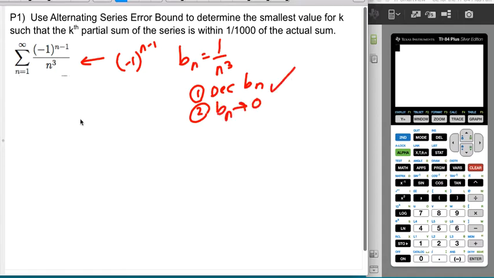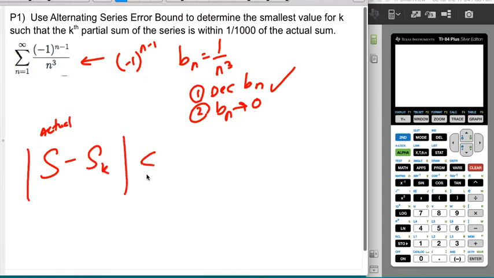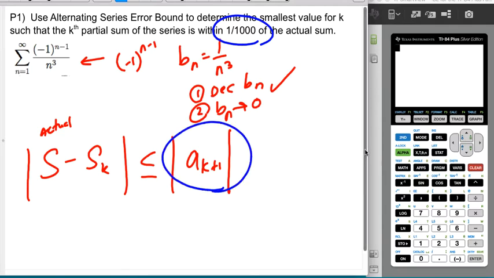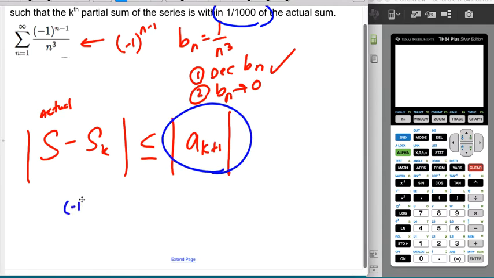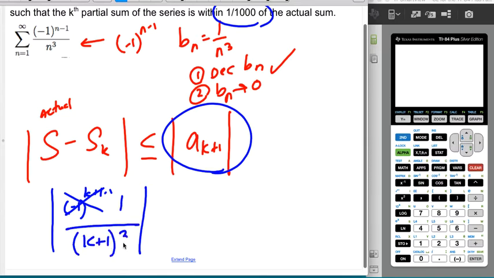So this converges by the alternating series test, which means that the difference between the actual value of the sum and the kth approximation, like adding the first k terms, should be less than or equal to whatever a sub k plus 1 is. But they're telling me that they want that to be 1 over 1,000. So I'm just going to say that a sub k plus 1, which is the negative 1 to the k plus 1 minus 1, but again, I don't care because it's in an absolute value, right, with a 1 over k plus 1 quantity cubed has to be equal to the 1 over 1,000, right? That's my 1 over 1,000.